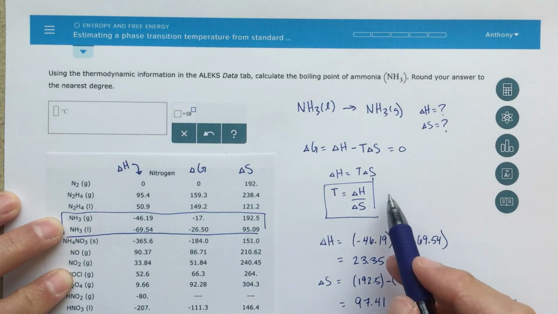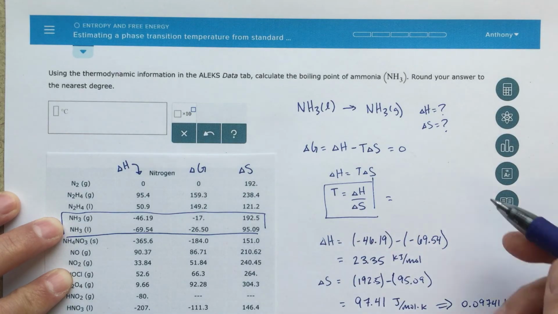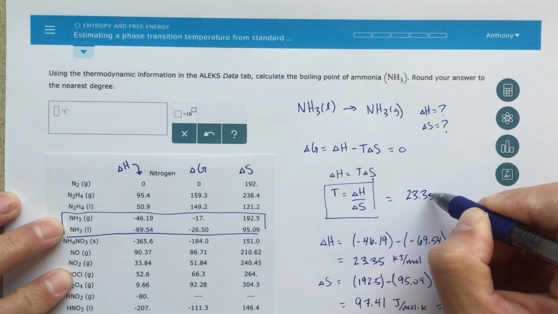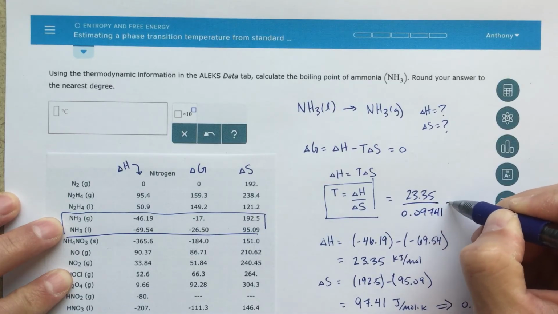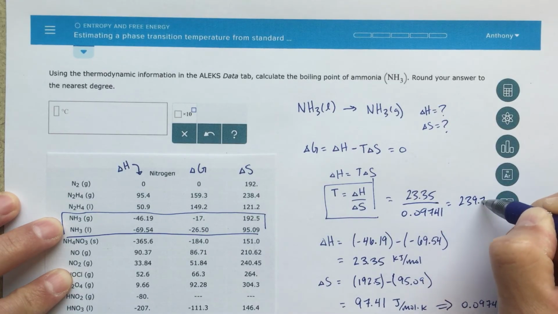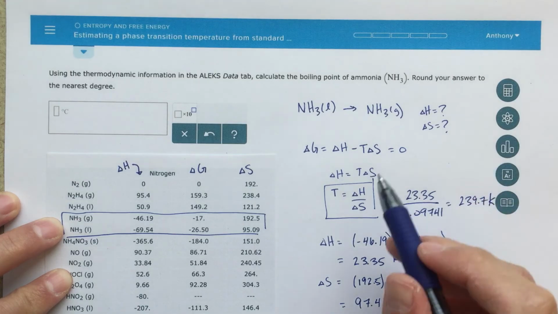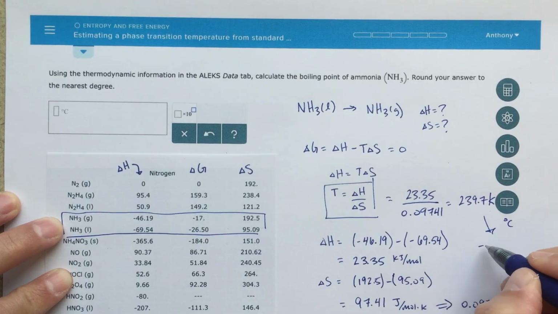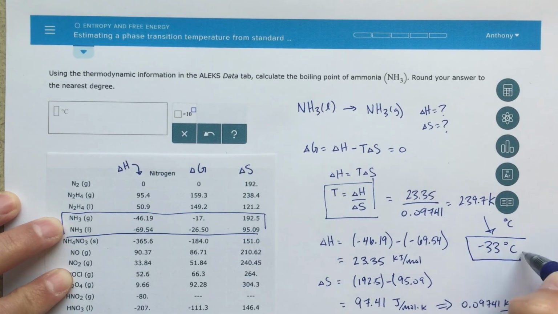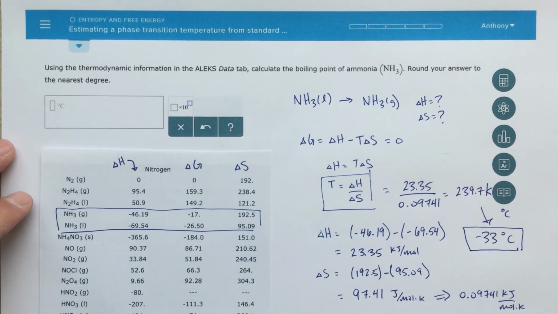Now I can plug these values into my equation. At that equilibrium state, delta G equals 0, so I can solve for the temperature. That's 23.35 divided by 0.09741, which equals 239.7 Kelvin. Keep in mind that this value is in Kelvin. This is my estimated boiling point based off of this thermodynamic data. I can convert that into Celsius, which is minus 33 degrees Celsius, and that's what I would plug in as my final answer. Round to the nearest degree, in degrees Celsius, and that's pretty much it.